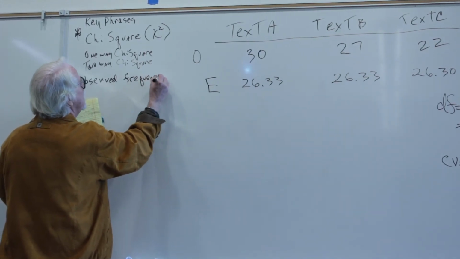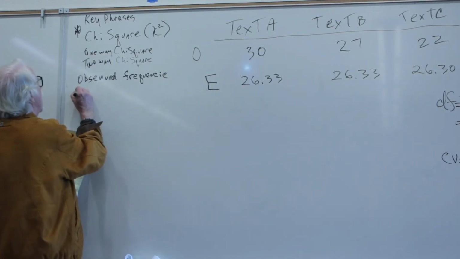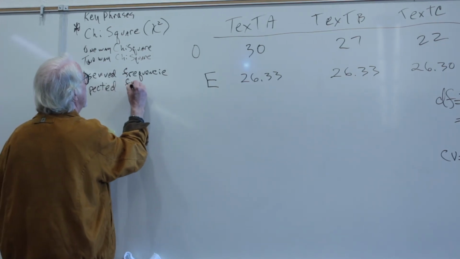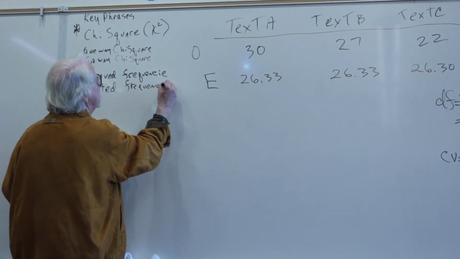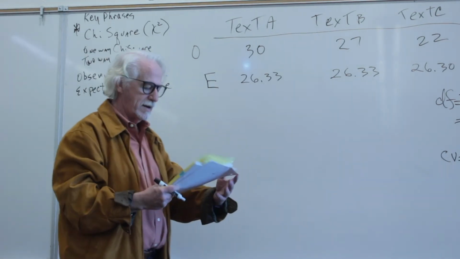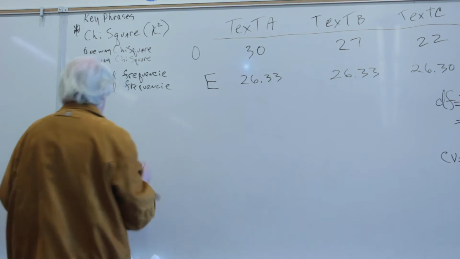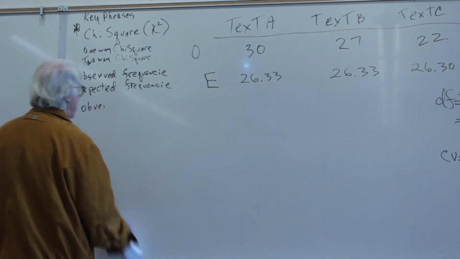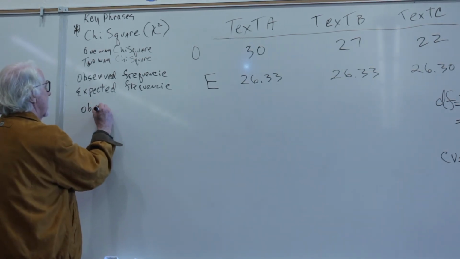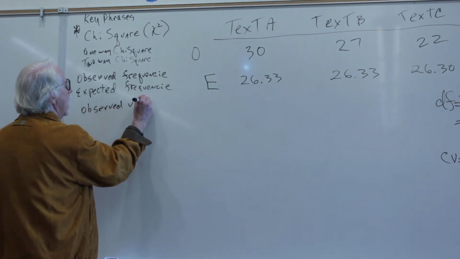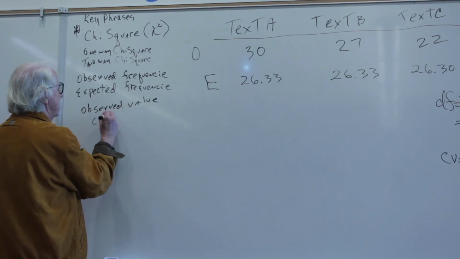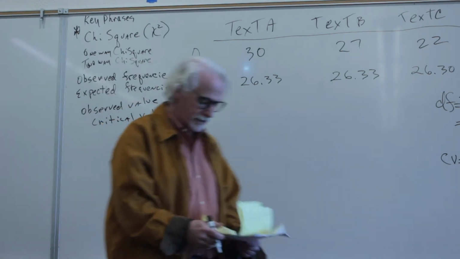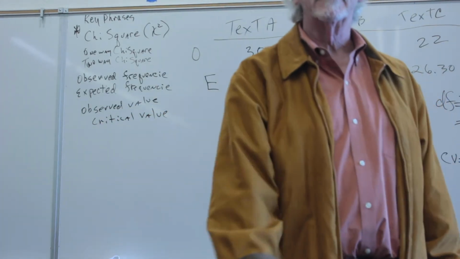Our observed frequencies, which is the data we collected. Our expected frequencies, which is just what you would expect if the null hypothesis was true, n divided by the number of categories, right? And then, of course, we have our observed values, and our critical value. All the key terms. All right? That's one-way chi-square. Okay.